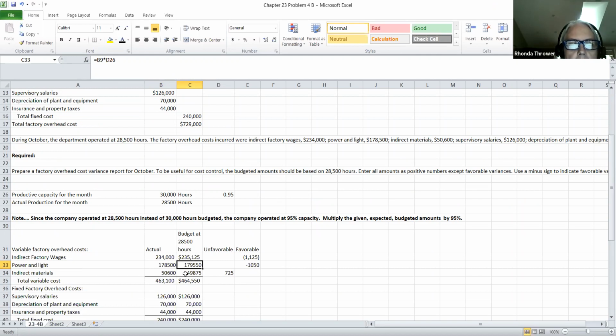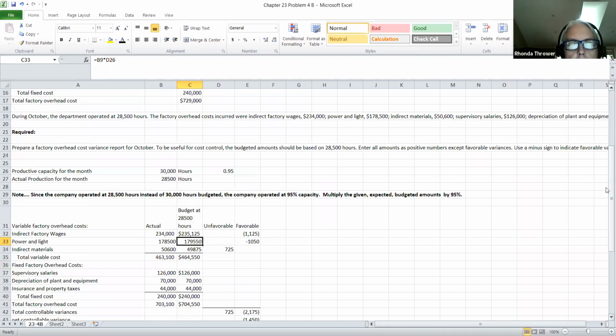So you can see you can't develop this budget unless you know what this percentage is. On your homework problem, take your actual production and divide it by your productive capacity, which is always 100% capacity, and that will give you the percent that you operate at. Sometimes your actual production will be more than your productive capacity for the month. If that's the case, you can operate above 100% capacity, or you can operate below 100% capacity as we did here.